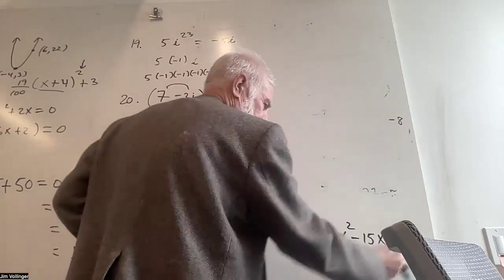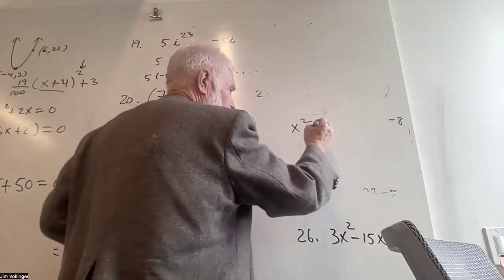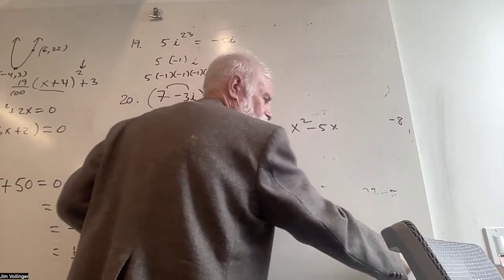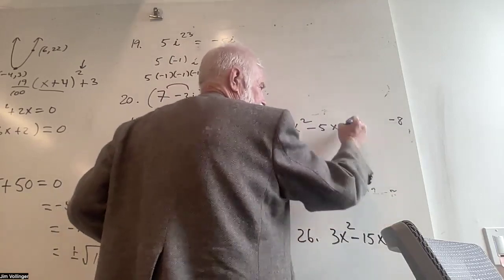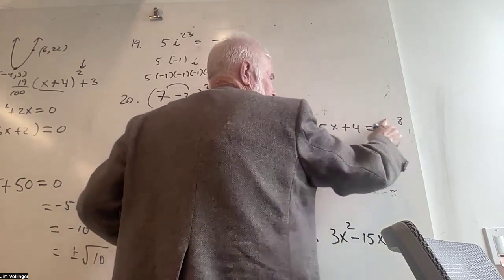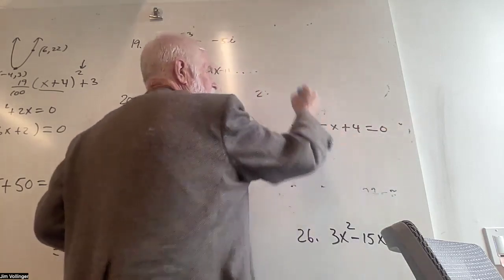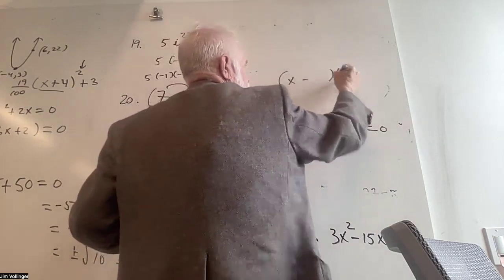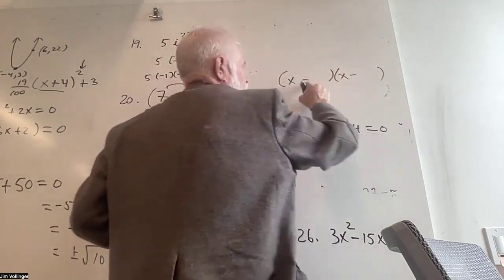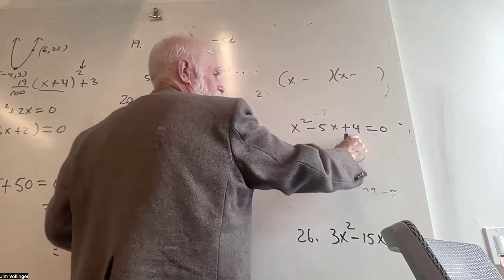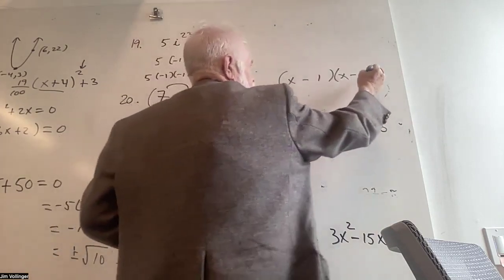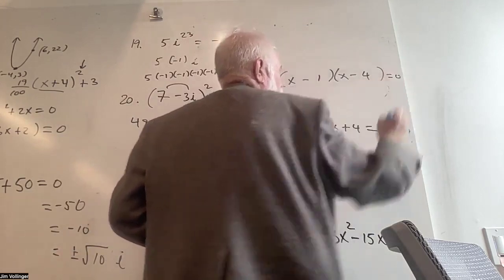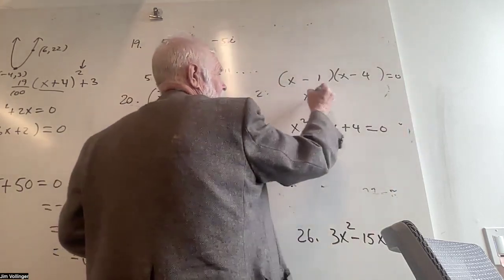I can see 3 goes into everything. So I'm going to divide by 3 minus 5x. I'm going to divide this by 3 and bring it to the other side. Minus 4 on that side is positive 4 here. And I look at this and I go, oh, positive, negative. Then I got an x minus and an x minus. When I do the minus times the minus, I'll get positive 4. What are the factors of 4 that get me 5? 1 and 4. And if that equals 0, I think I have 2 answers here.